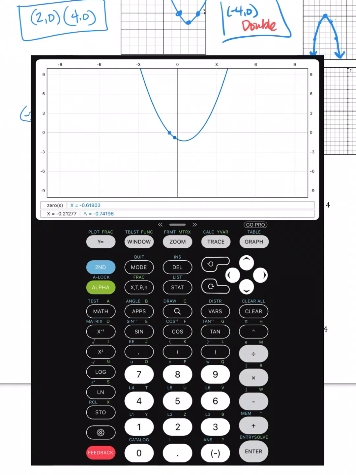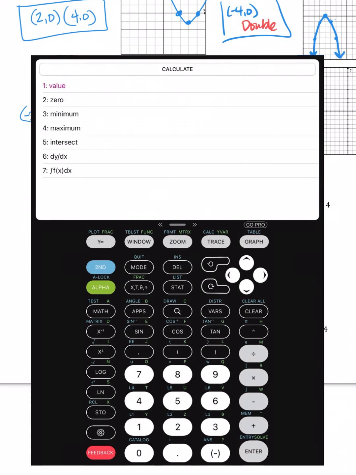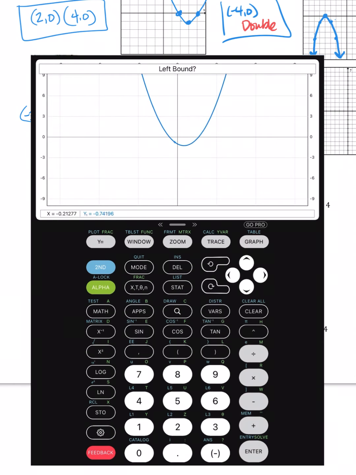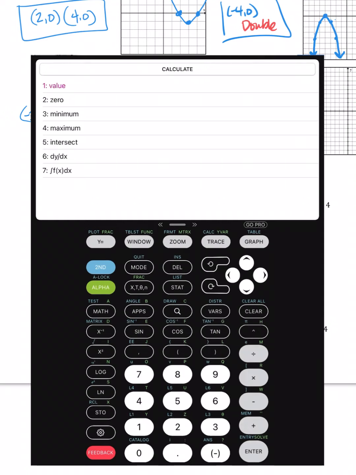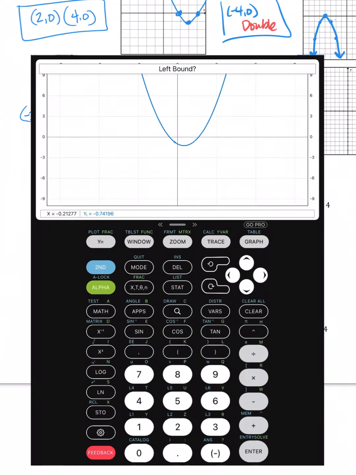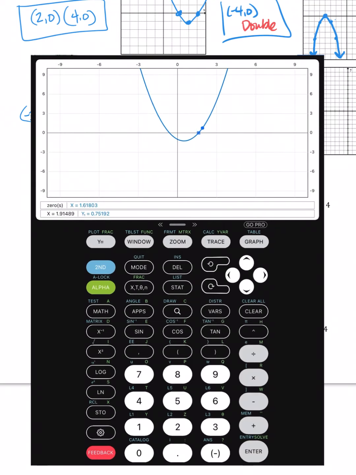All right, so then if I want to find the other 0 on the right side of the equation, I'm going to do the same process. So second, trace, gives me calculate, and I hit number 2. Second, trace, takes me to 0. So if I go to the left of that first one right there, it feels weird because it's below it, but think domain. It's just to the left of it, so hit enter. Go to the right, hit enter, and then it's going to find that 0. So notice at the bottom it says x equals 1.618 or 1.62.